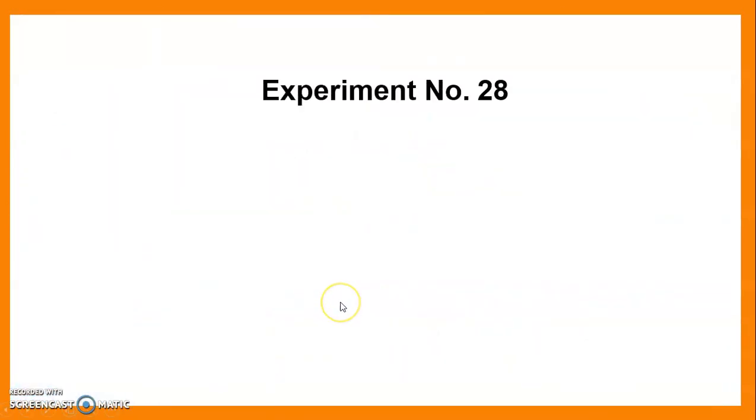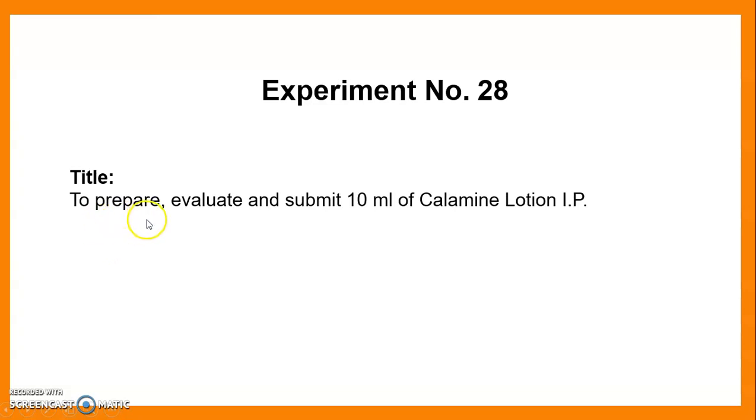Today we see experiment number 28, that is Calamine Lotion. The title of our experiment is to prepare, evaluate and submit 10 ml of Calamine Lotion IP.